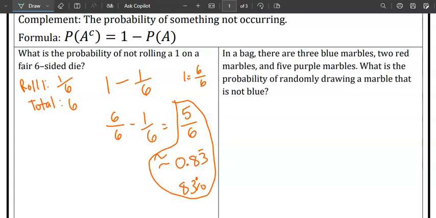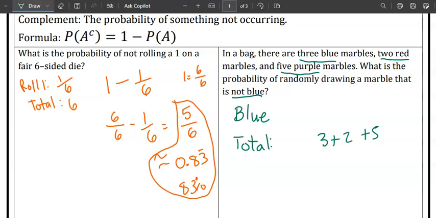In a bag, there are 3 blue marbles, 2 red marbles, and 5 purple marbles. What is the probability of randomly drawing a marble that is not blue? First, we find the probability of blue. We'll do that by finding the total. The total amount of marbles is 3 plus 2 plus 5. This is 10. There are 3 blue marbles, so it's 3 out of 10.